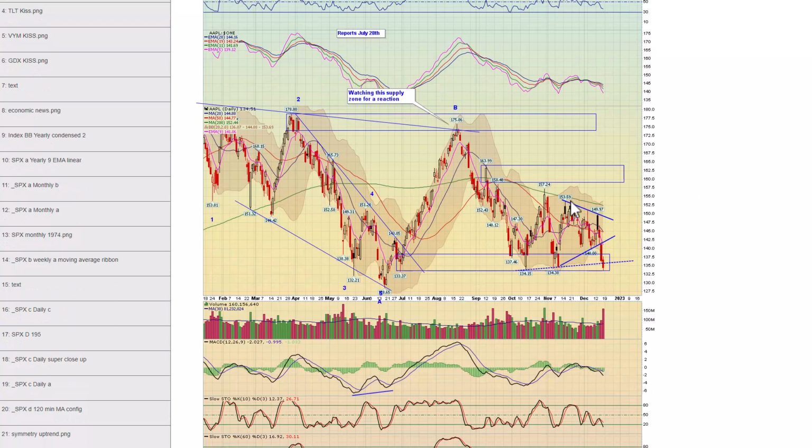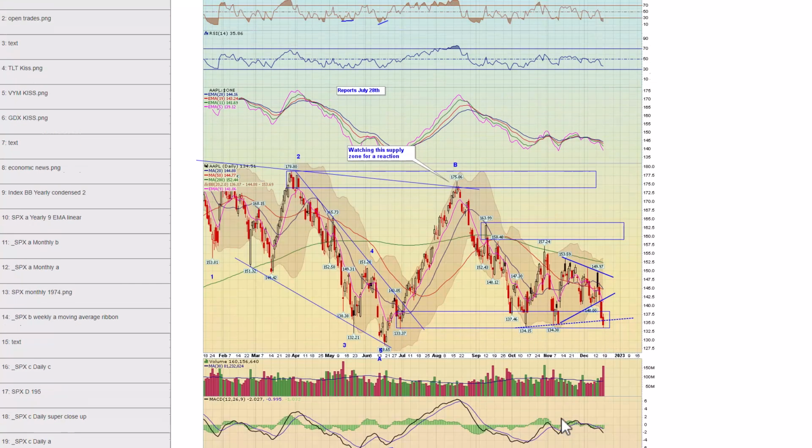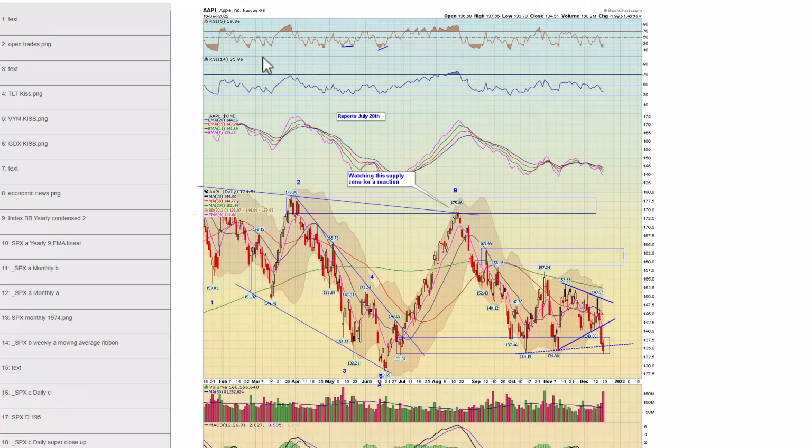But anyway, you can see we had this coil. We broke the coil to the downside last week. We're losing a little shelf support here. There's kind of another support here. But if it loses this area, guys, this will not be good in the short term. It's such a huge weighting on everything.